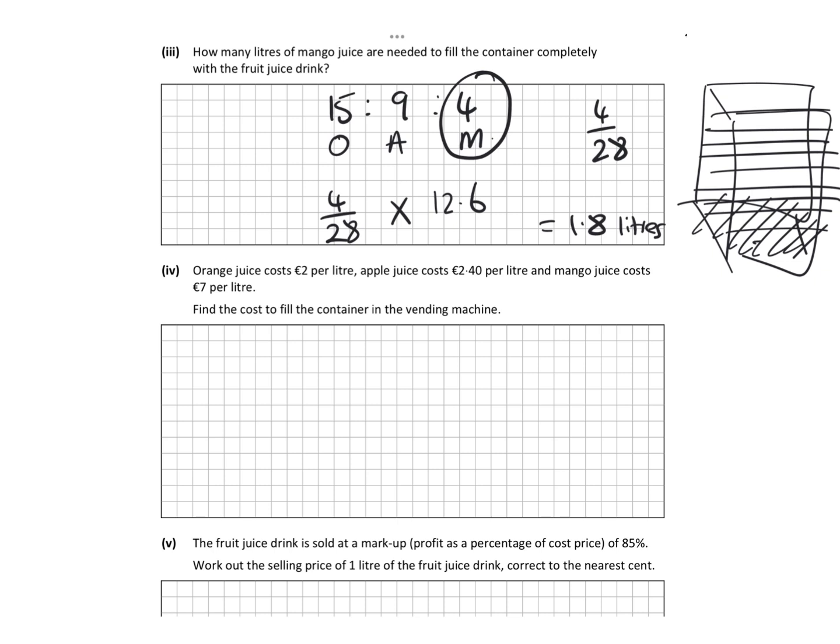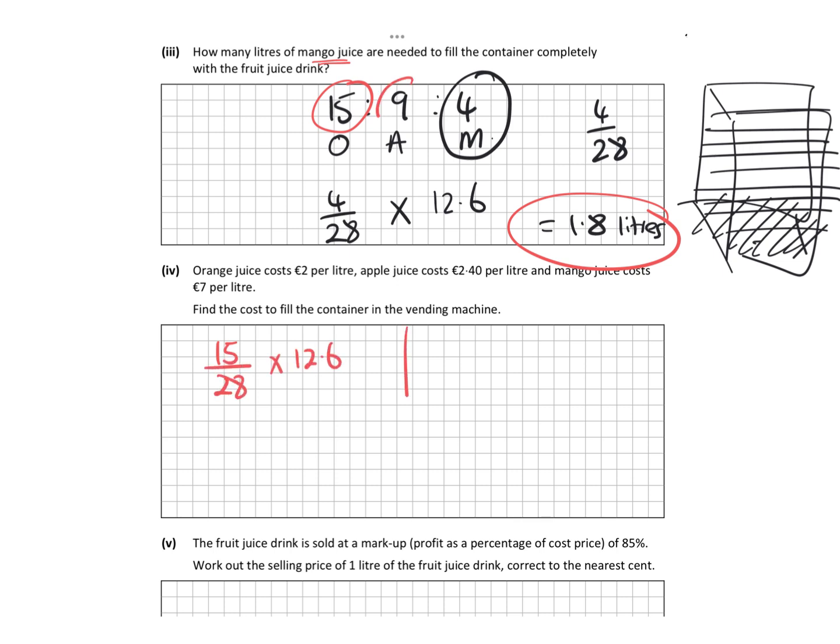Orange juice costs €2 per litre, apple juice costs €2.40 per litre, and mango juice costs €7 per litre. Find the cost of the total vending machine. Okay, so we need to figure out, we know how many litres of mango juice is in it. Let's find out how many litres of orange juice is in it. So it would be 15 out of 28 multiplied by 12.6.